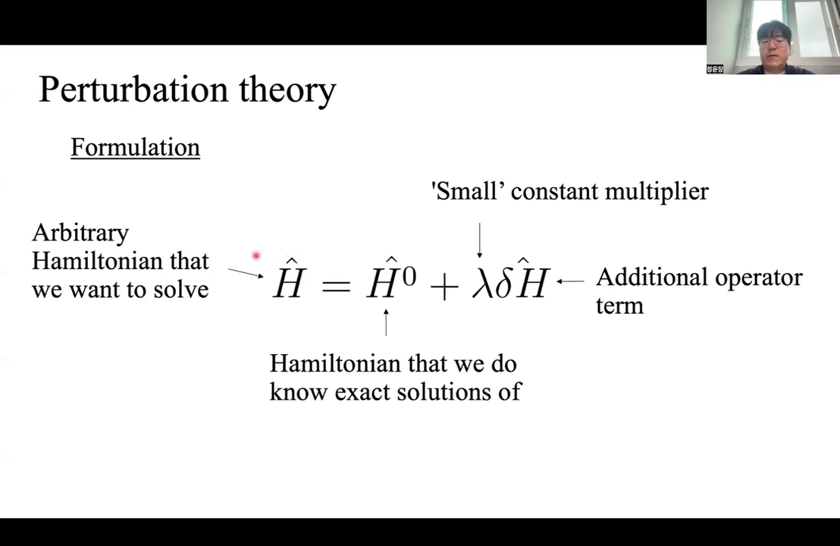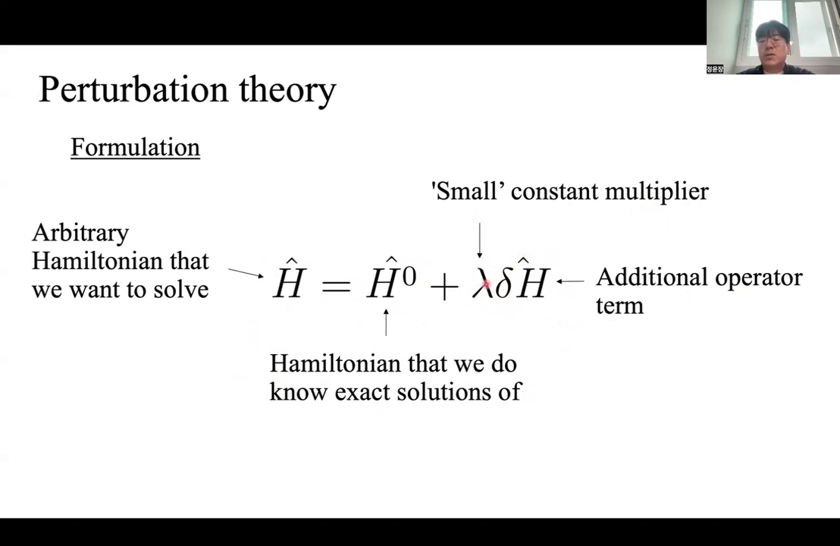So mathematically, if I write it out, this is what it would look like. This is the Hamiltonian that we want to solve. This is the Hamiltonian that we know the exact solutions for. For example, this would be the free electron problem. We know the exact solutions for the problem. But since this is the Hamiltonian that we actually want to solve, there's going to be a small correction to it. This delta H is the additional operator term for everything else. And then I'm going to have a small constant multiplier here, lambda, in front.